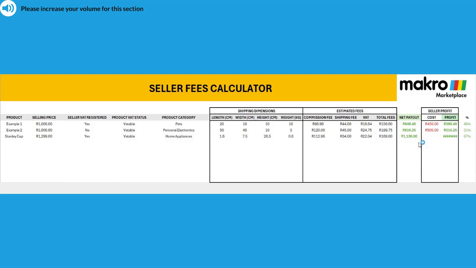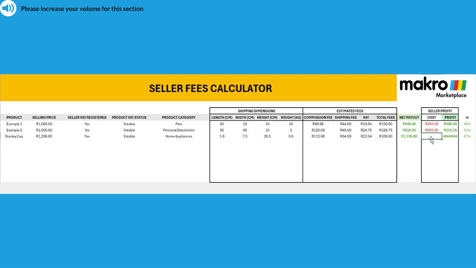Right. What you can also do in this case is to calculate whether you will be making profit or not by using the seller profit section here in this calculator. So here you need to capture the cost, which is the amount at which you have paid for the Stanley Cup.